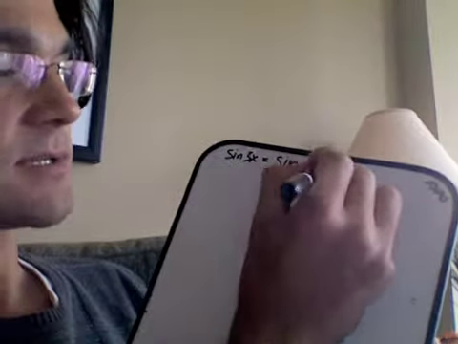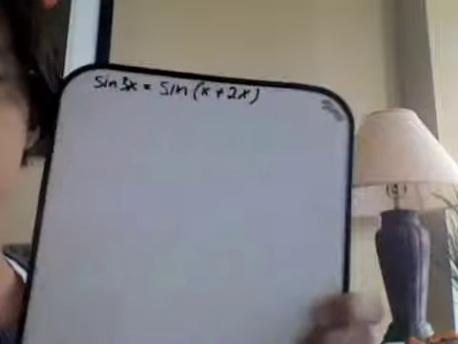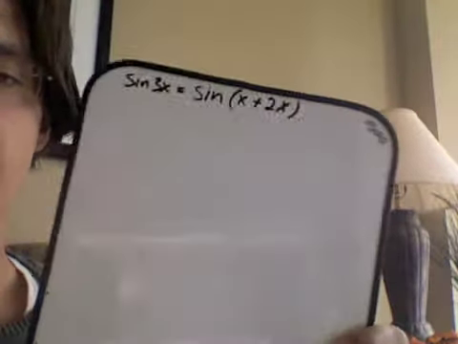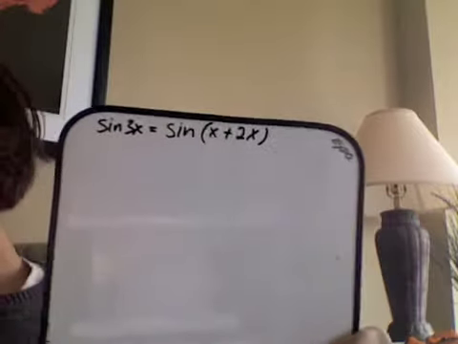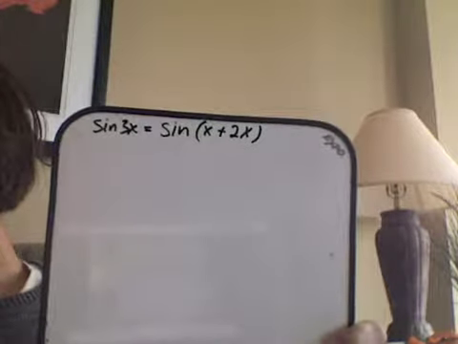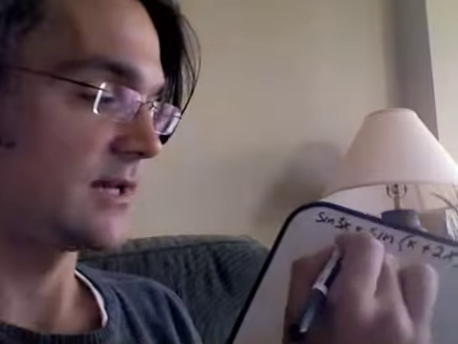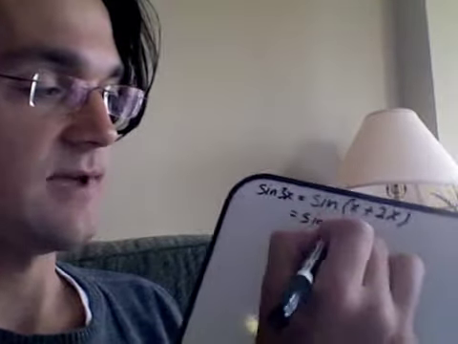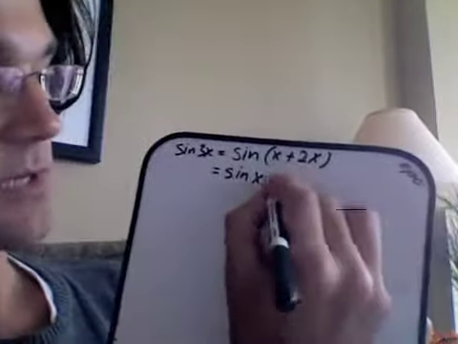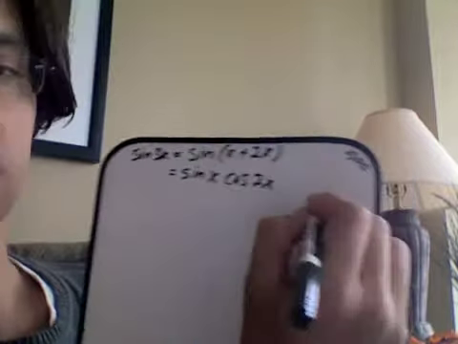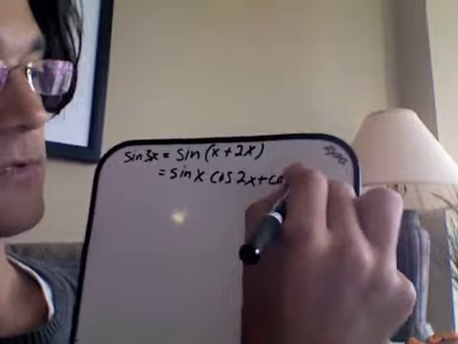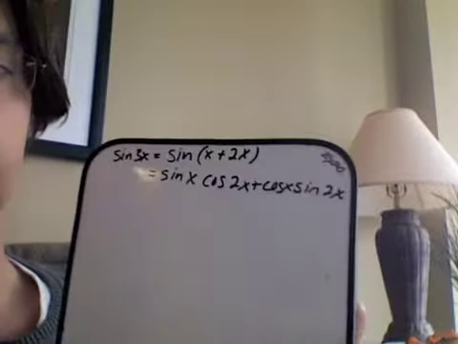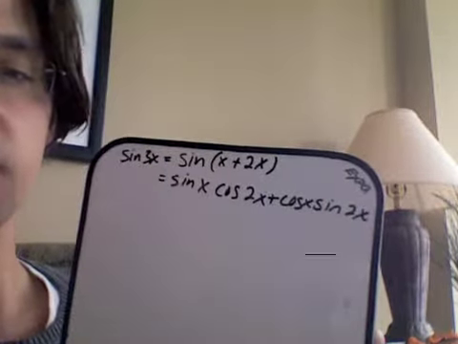sine of 3x is undoubtedly sine of x plus 2x, right? And we have a way to break down the sine of something plus something else. Remember the addition identity, sine of a plus b? That's just sine of a, in this case x, times the cosine of b, in this case 2x, plus cosine of a, sine of b. Alright? Well, that's a step in the right direction.